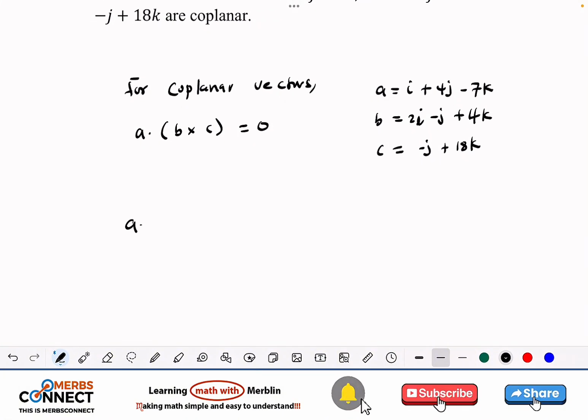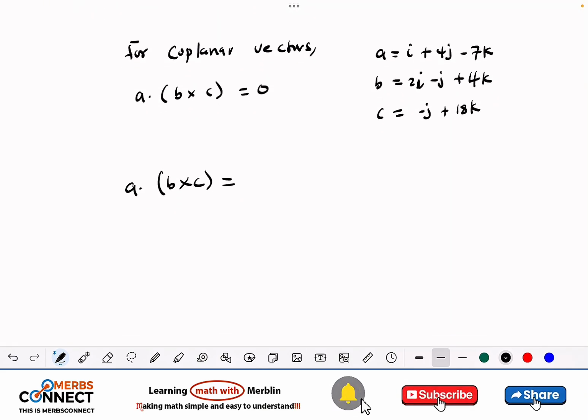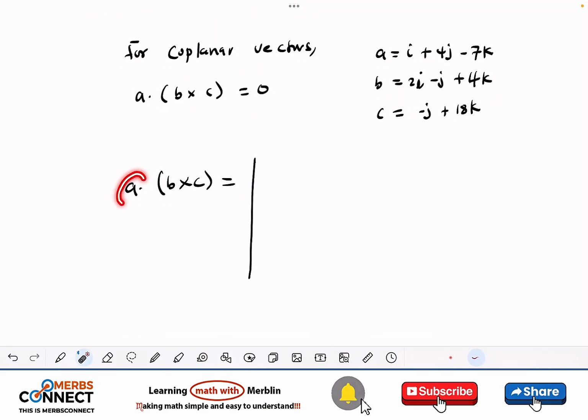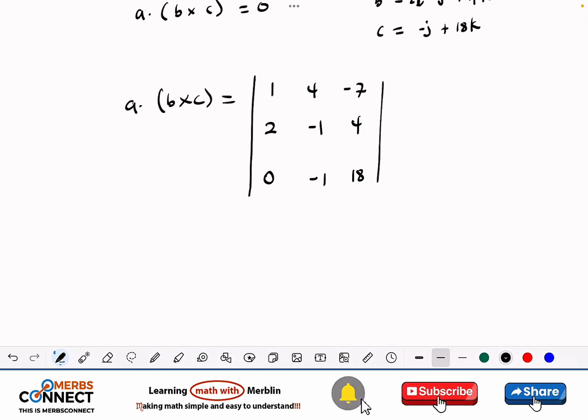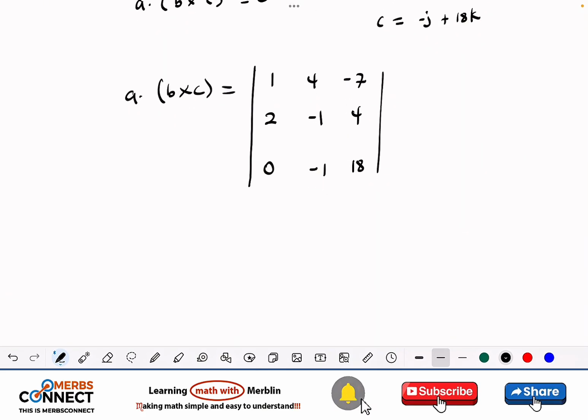So let's do that. A dot B cross C will be equal to, I have this one here. The first component should be on the top. So I'm going to have 1, 4, minus 7. I'm just picking the coefficients of the directions, followed by B: 2, minus 1, 4, followed by C. And then for C, we don't have the i direction, so it means that it's 0. So 0, minus 1, 18. So I just need to show that this is basically 0. But with a determinant, it's not always the case that you need to choose this.